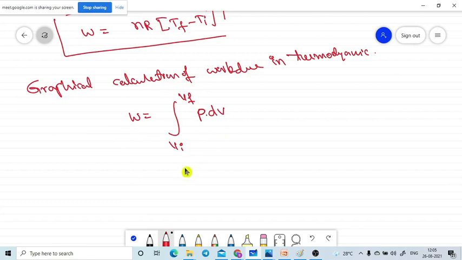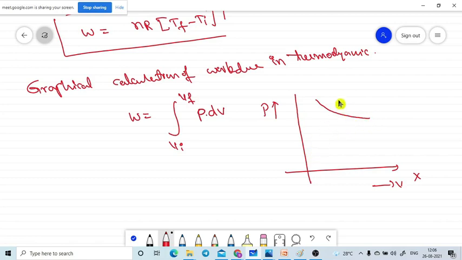If we draw a graph between pressure and volume, let's assume I am taking the pressure on the y-axis and the volume on the x-axis. Let me take any one of the graphs we observe. While pressure is increasing, definitely the volume will decrease in the thermodynamic system. Sorry, I wrote it wrong. If the pressure is increasing, volume must decrease.